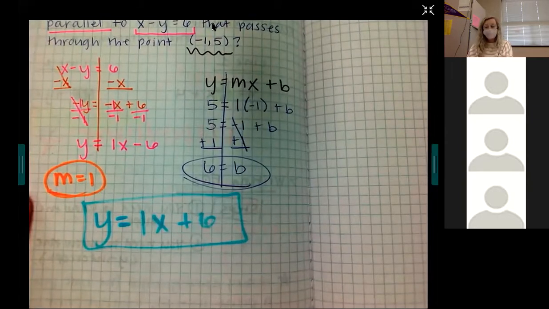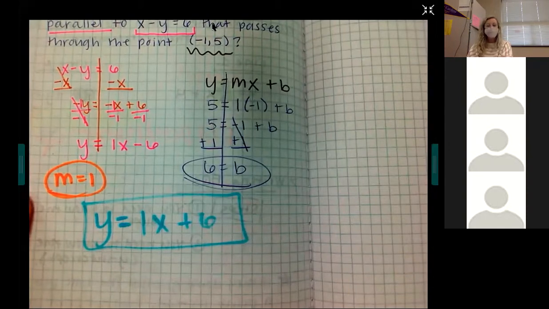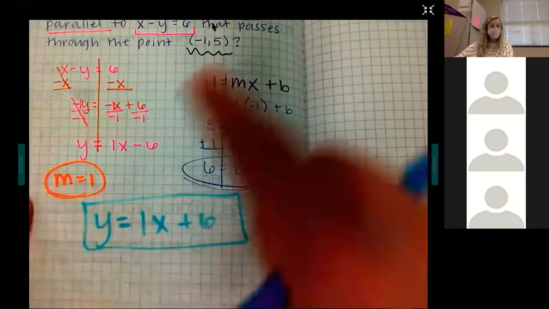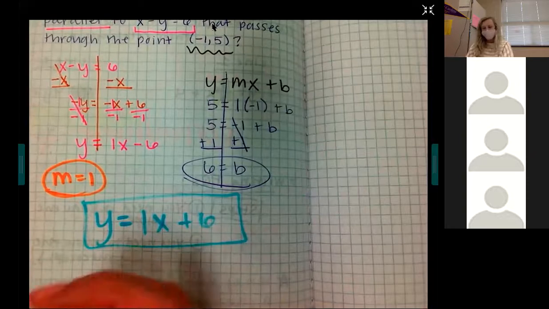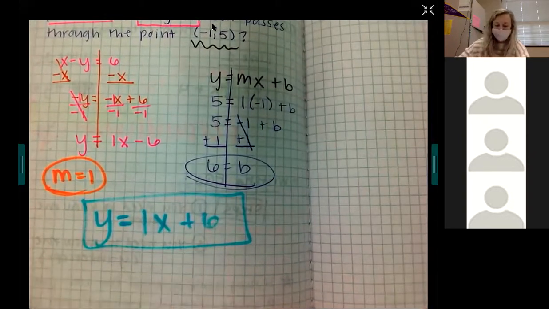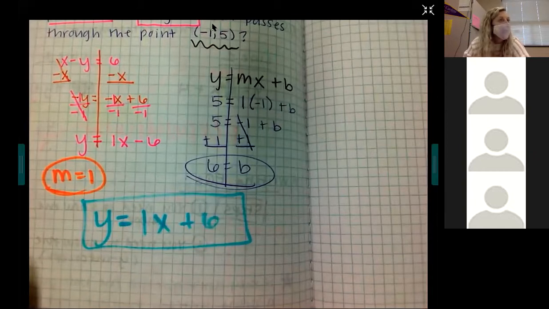So the answer for the equation of the parallel line to the line that they gave us that goes through this point is y equals 1x plus 6. Now, I'm going to let y'all keep writing. Make sure we're all on the same page.